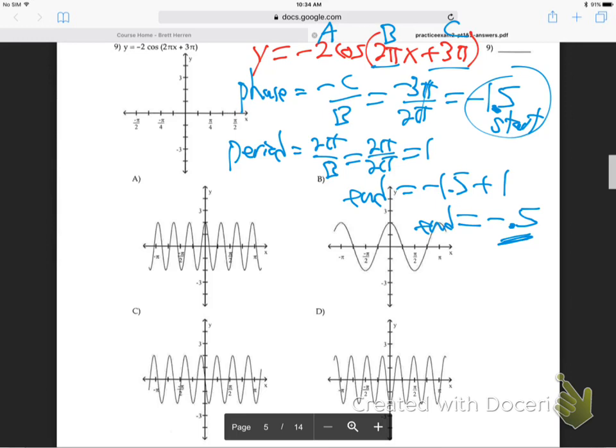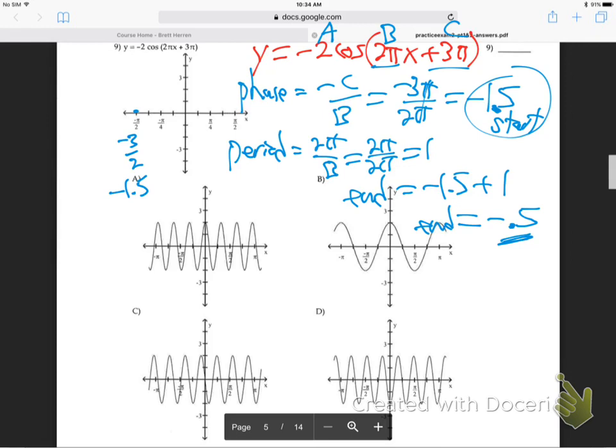Oh, now they're giving me the pi's on there again. So where's negative 1.5? It's right about here. Because remember, pi is 3. This is negative 3 over 2. This is negative 1.5. About. Right? Remember, pi is about 3.14. So it's going to start about right here.